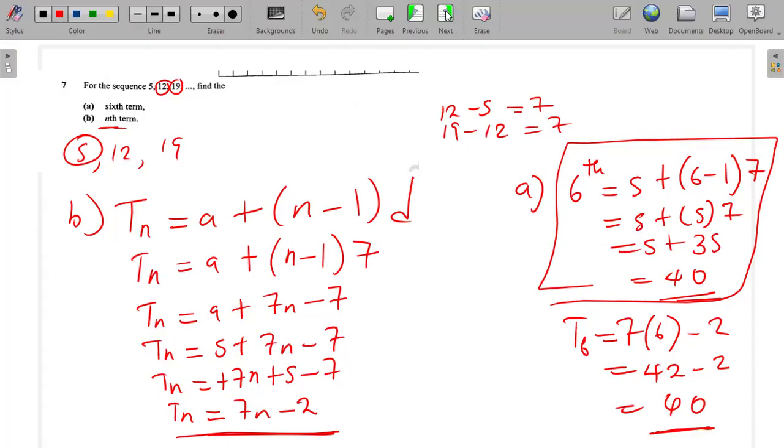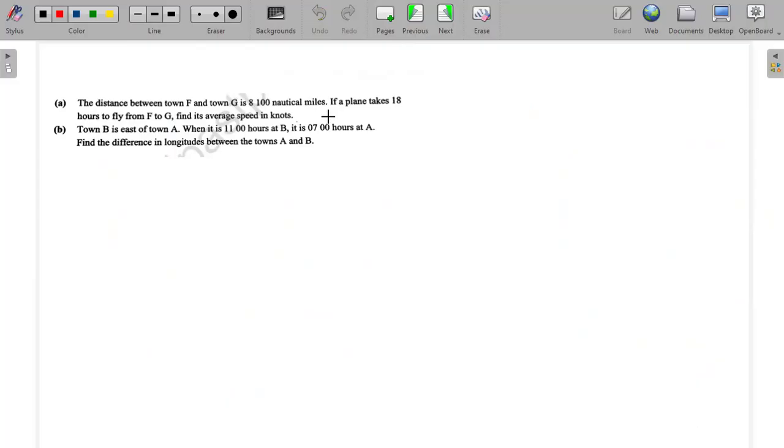So let's go to question number 8. This is going to be my last question. For today, I'll continue with the other questions in the next tutorial. So let's solve part A. We're being told that the distance between town F and town G is 8,100 nautical miles.